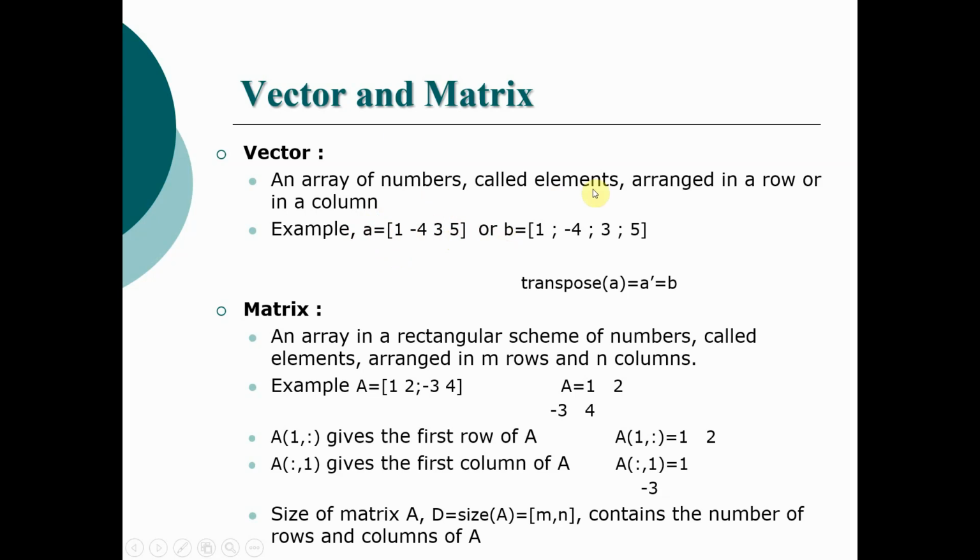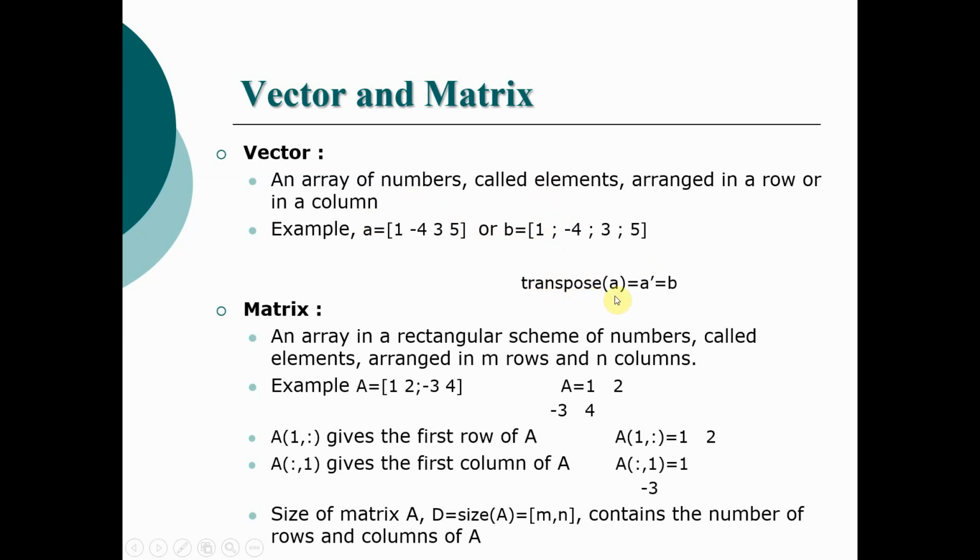If you want to represent a column vector, we just use the semicolon. A semicolon represents the end of a row. So basically here, we have only one item in the first row, which is 1, then minus 4 below that, 3 below that, 5 below that. So this is a row vector, this is a column vector.